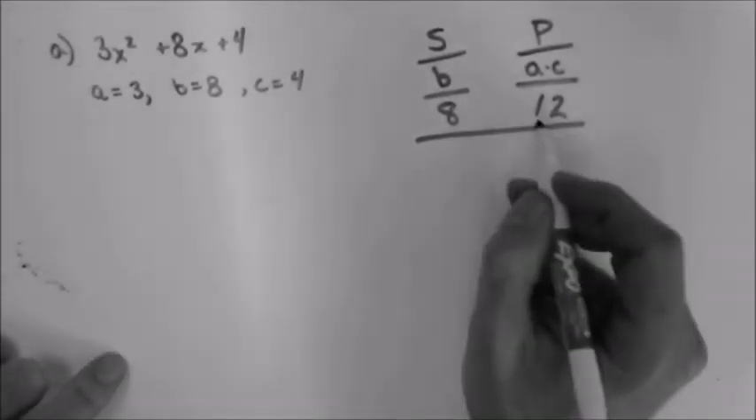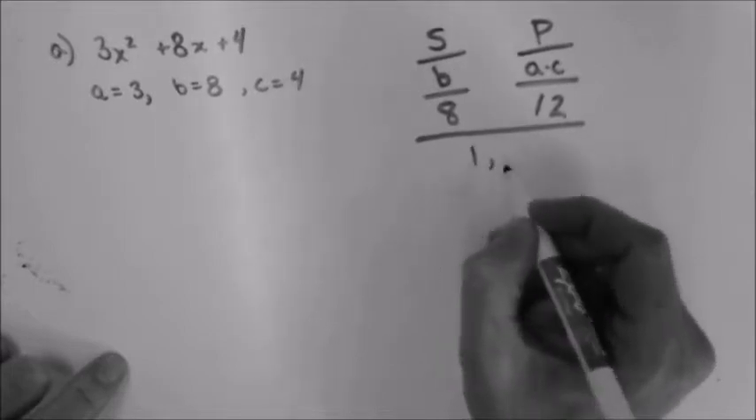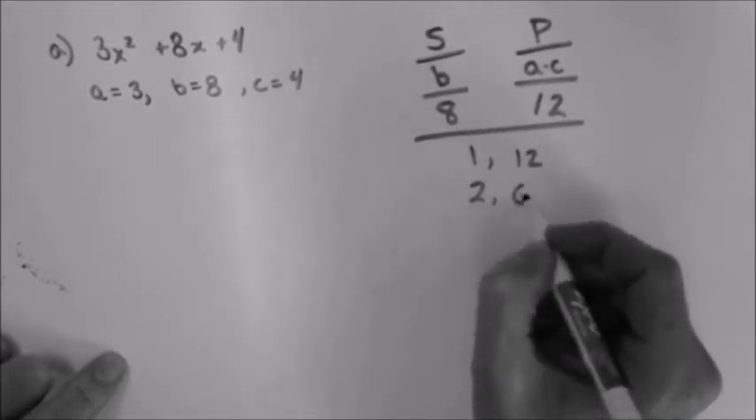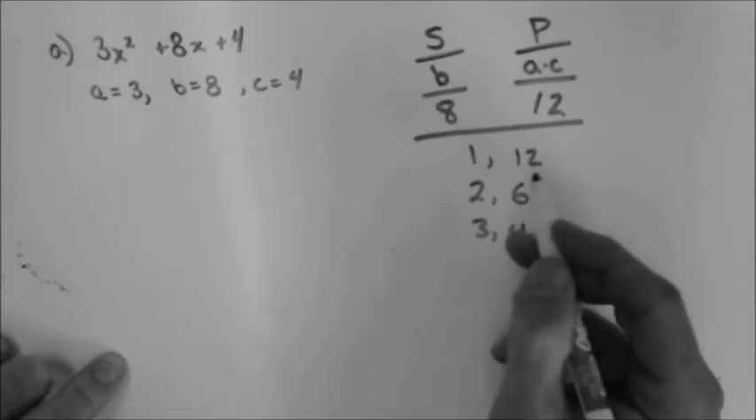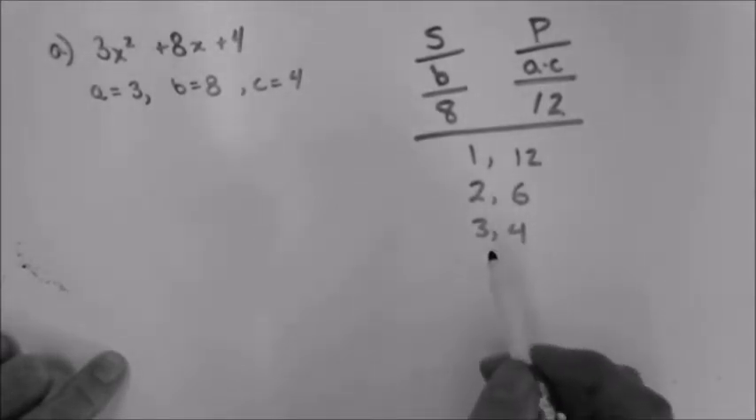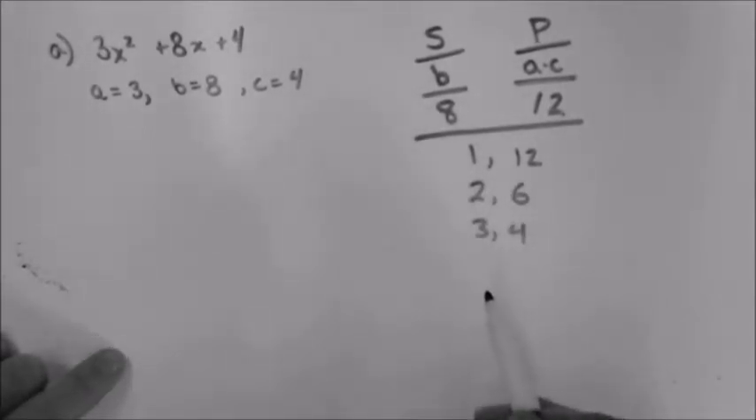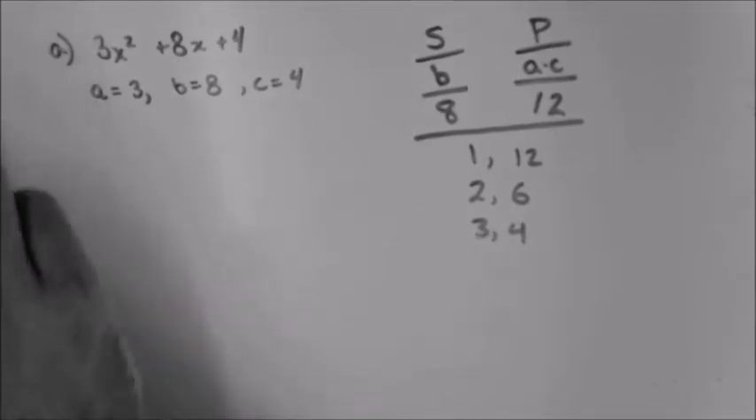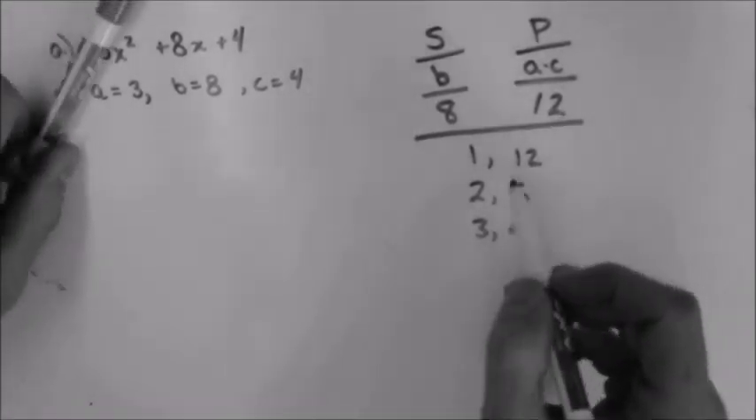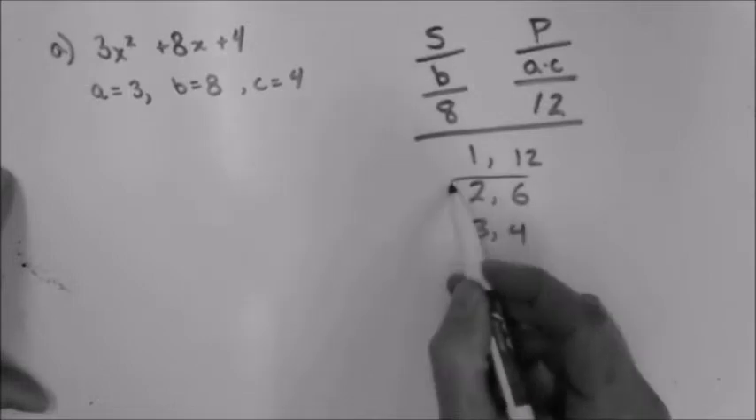Well, let's get our integers, our factors of 12. 1 and 12, 2 and 6, 3 and 4. Now I'm at the top of the mountain, I'd be heading back down. I could also do all of these in negative, right? But we see the answer there. We have 2 times 6 is 12, 2 plus 6 is 8.